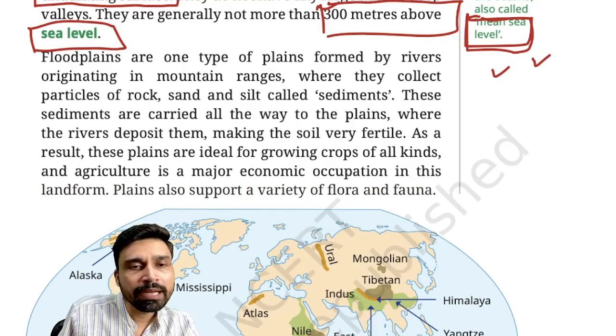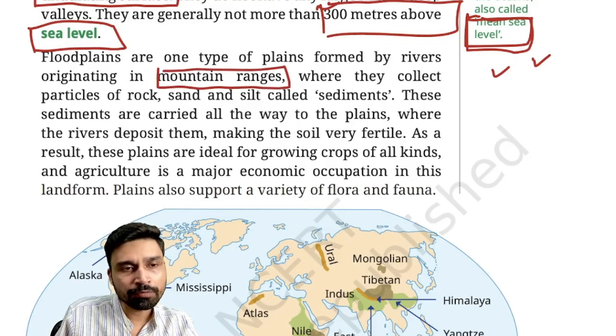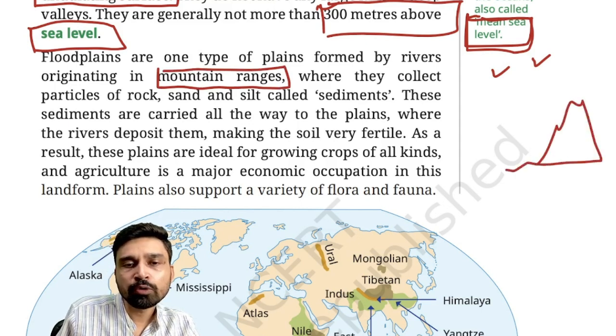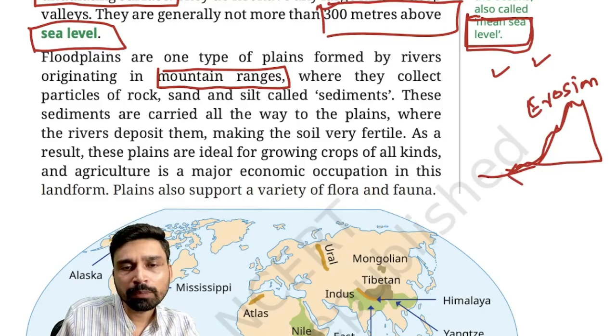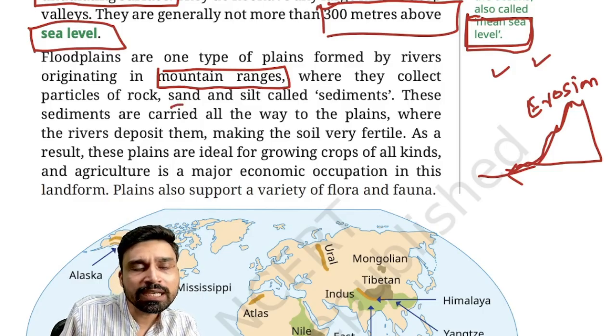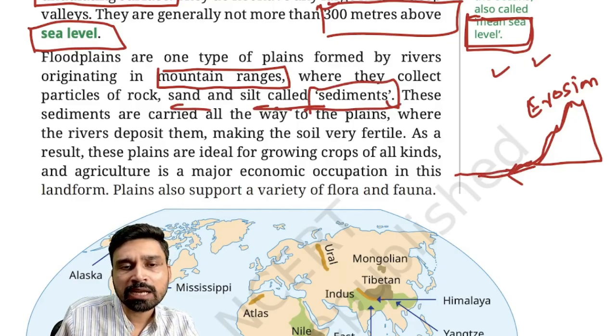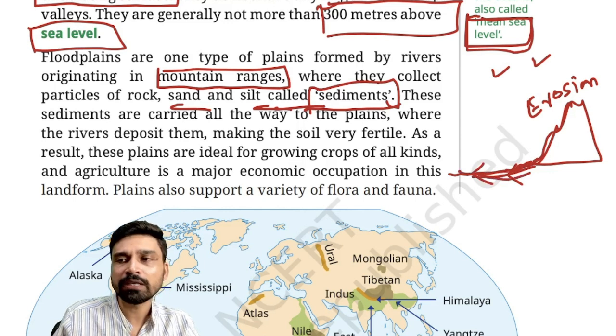Flood plains are one type of plain that is formed by the rivers originating in the mountain ranges. For example, the Gangetic Plain, formed by the river Ganga that originates in the Himalayas. When you have a mountain-like structure and a river is flowing out of it, first of all the river carries out erosion of the rocks in the mountain, and as the eroded rock fragments keep on colliding with each other, they further disintegrate and make much smaller particles of rock, sand, and silt, which we call sediments. And as the river has transportation capacity, it carries all the sediment along with itself.